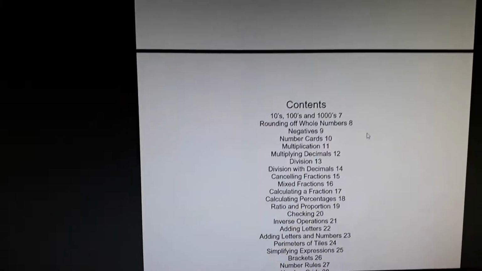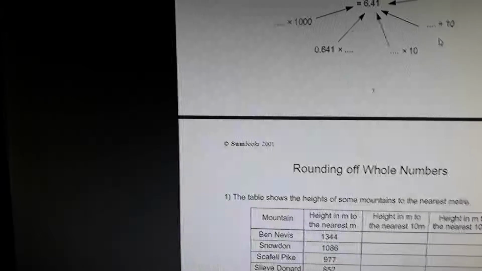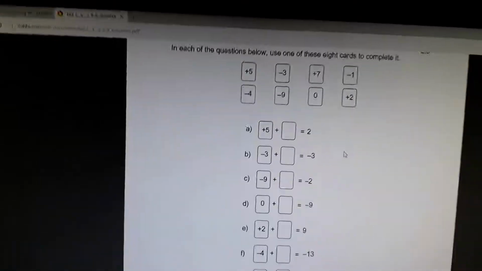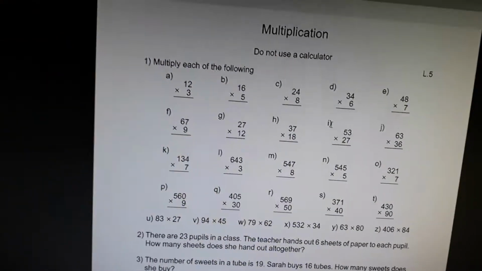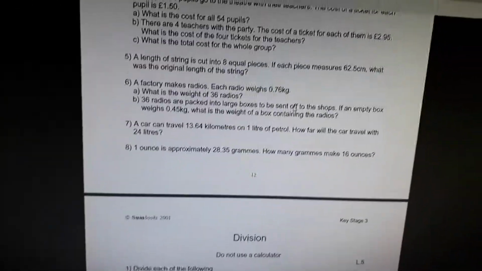Exercises in Key Stage 3. Then you scroll down and it gives you some exercises. If my computer hurries up, there we go. It takes you to tens, hundreds and thousands, and gives you some things to do, rounding off, negatives, and so forth. It gives you everything you need to know about maths, multiplication and multiplying decimals.